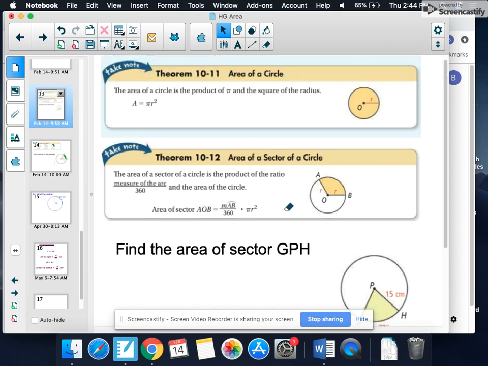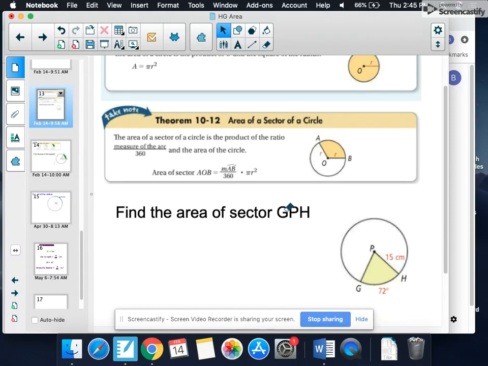All right, so today we're going to talk about area of a circle and area of a sector. So we should already know the area of a circle formula. That is A equals pi r squared. And then area of a sector is kind of like your piece of pie. If you were to pull out a piece of pie from a circle, that's what a sector would be. So it's just part of the circle, and we're finding the area of that.